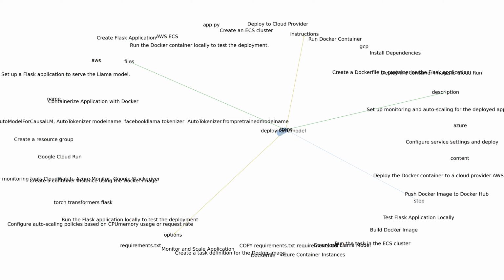Step: Build Docker image. Description: Build the Docker image for the Flask application. Use the docker build command to build an image based on the Dockerfile created in the previous step.